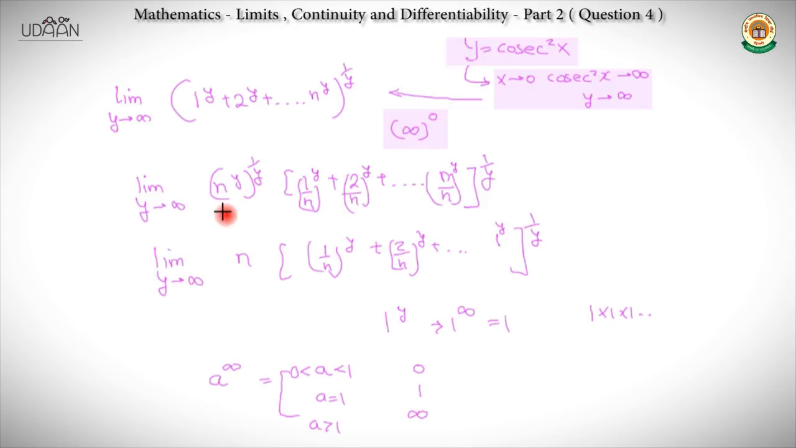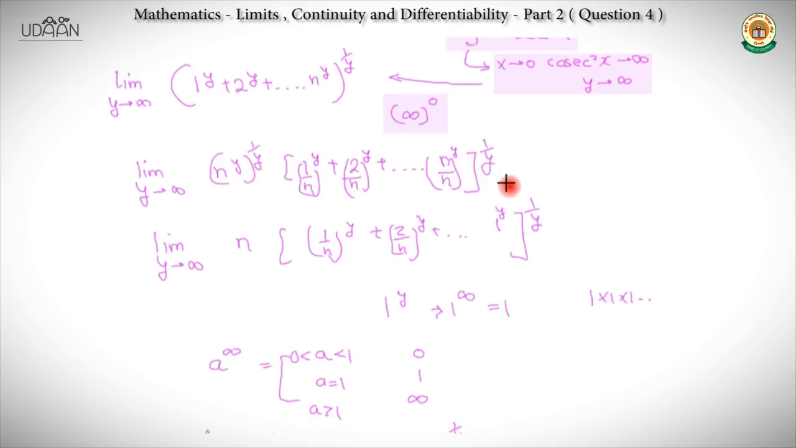Okay, so it becomes limit y tends to infinity, (n raised to y) whole raised to 1 by y into (1 by n raised to y plus 2 by n raised to y, so on till n by n raised to y) whole raised to 1 by y. Okay. So now our next step becomes limit y tends to infinity n times (1 by n raised to y, so on till 1 raised to y) whole raised to 1 by y.